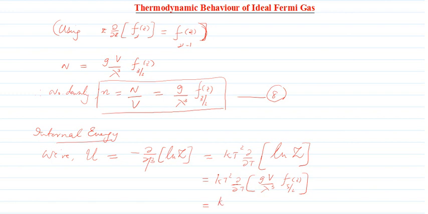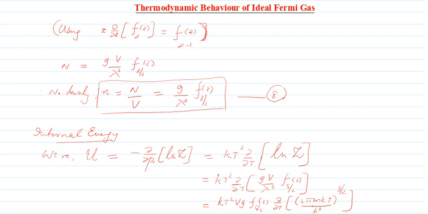That is equal to kT² V g, then f_{5/2}(z) also taken out, then ∂/∂T of the remaining thing, ∂/∂T of 1/λ³, which I can write as (2πmkT), I'm inverting it, raised to 3/2, divided by h³. So that is ∂/∂T of this particular factor you have to calculate.